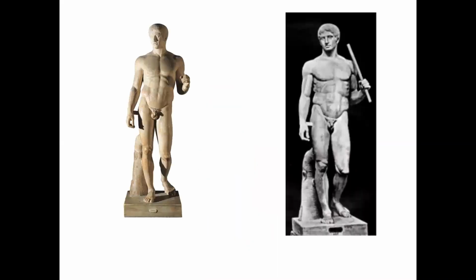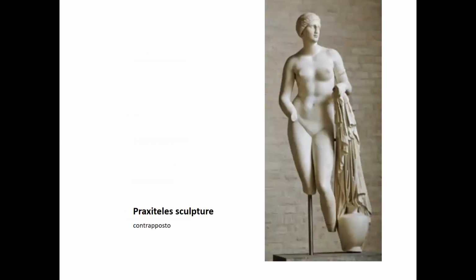Can you tell which Greek period these statues are from? You should recognize them as classical sculptures in the contrapposto form. Praxiteles sculpted this female contrapposto. He is showcasing the female form to highlight the perfection, strength, and beauty of the human.